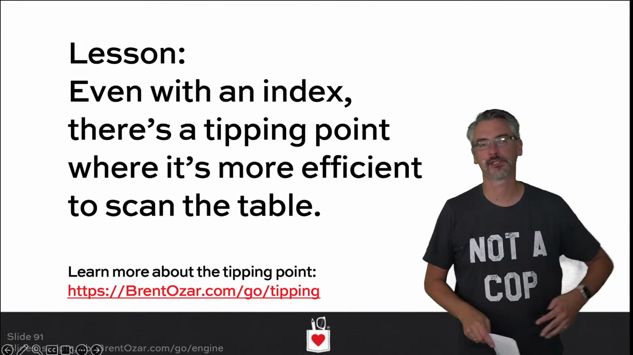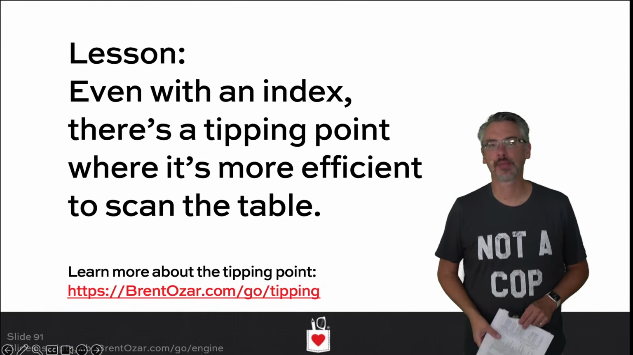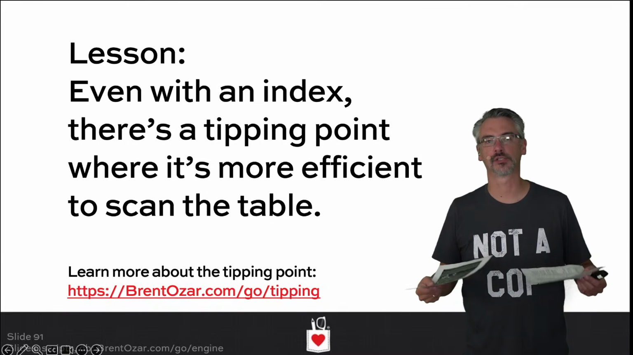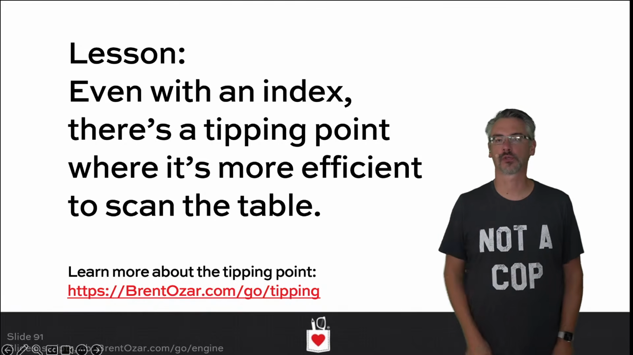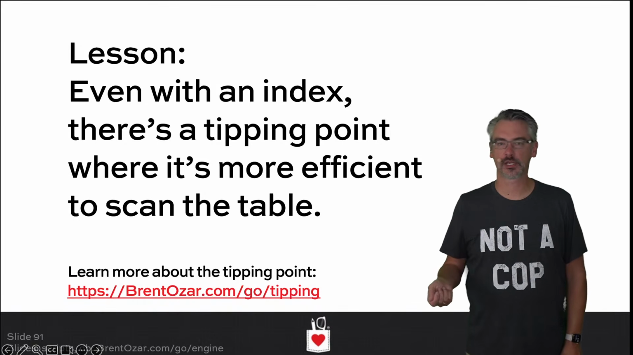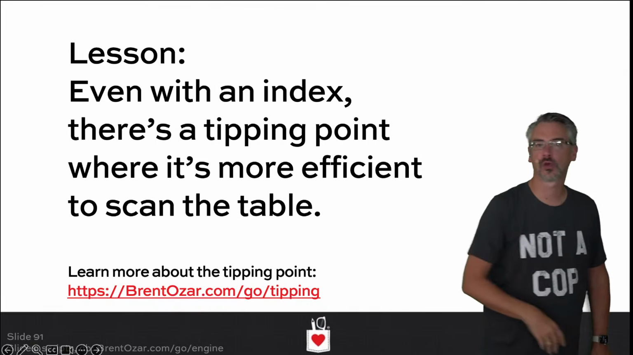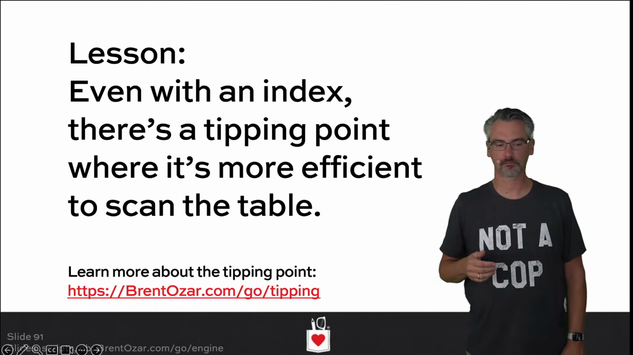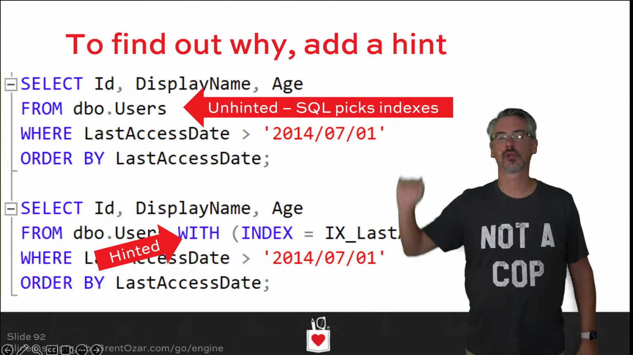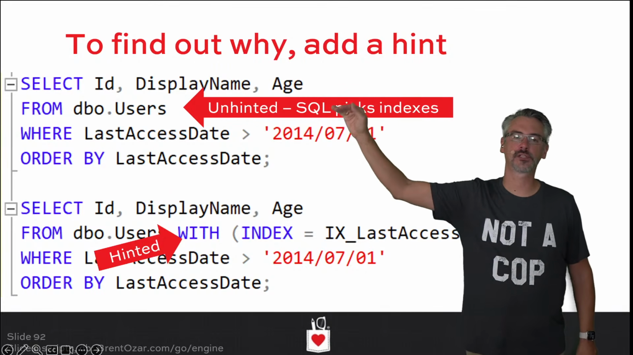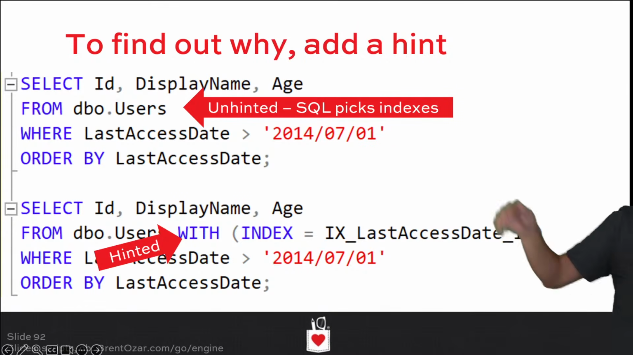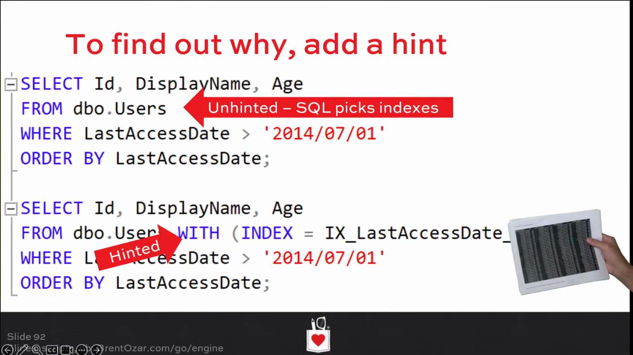There's a concept in SQL Server called a tipping point, where SQL looks at these indexes and makes the decisions based on how many rows are going to come back. Does it make sense to use our index, or should we just scan the whole entire table? To learn how SQL Server hints about that, I'm going to run two queries back to back. First, I'm going to let SQL Server make its own decisions. And then on the second one, I'm going to put in an index hint.